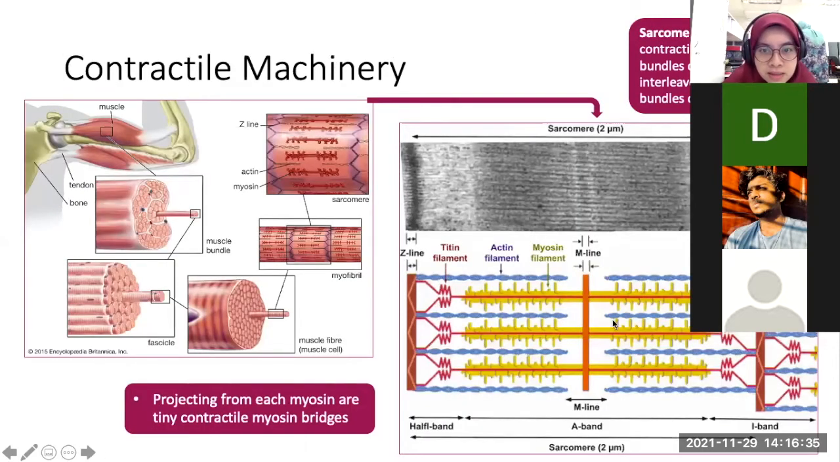This is again the image of the sarcomere and the details of it. This sarcomere is the entire contractile unit, from this Z line to this Z line, which consists of actin filament, myosin filament, and also these bands and lines.